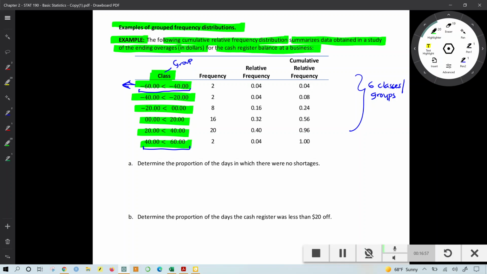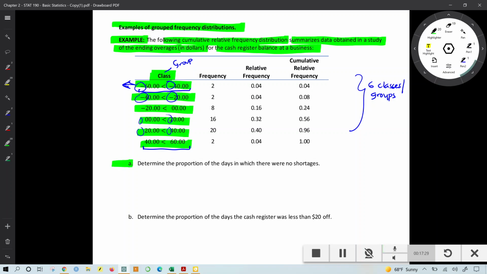So at this business, there are sometimes shortages in the cash register balance, and sometimes there are overages. Negative values represent shortages, whereas positive values represent overages, that is, when you have more than you actually sold. Some people left their change and what have you. So let's begin. Looking at this table, we can answer some questions immediately.